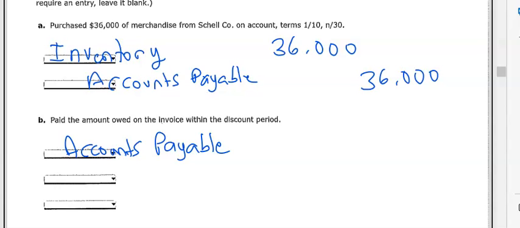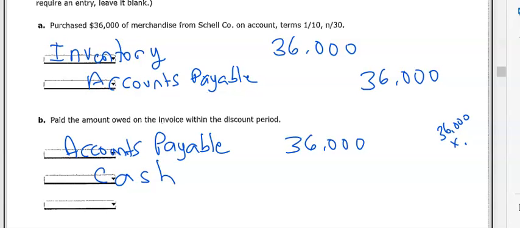So what will I do to accounts payable? If I want to get rid of a credit balance, I need to debit it for the whole amount. Then I need to go ahead and pay it. So I need to give them cash. Well, how much do I need to pay? I'm not going to pay 100% because they offered me a discount and I paid it within the discount period. So instead of 100%, I'm going to give them 100 minus 1%, which is 99%.